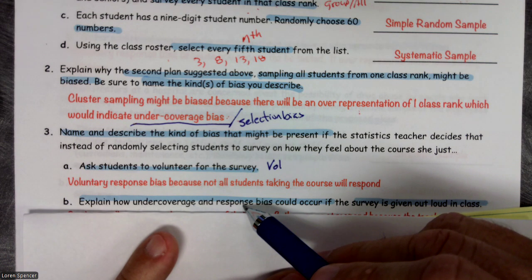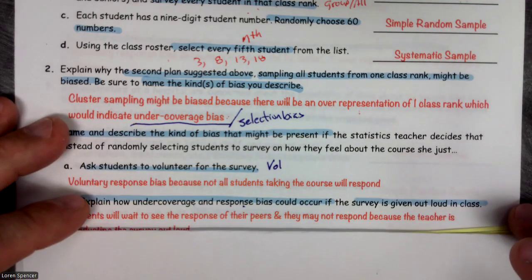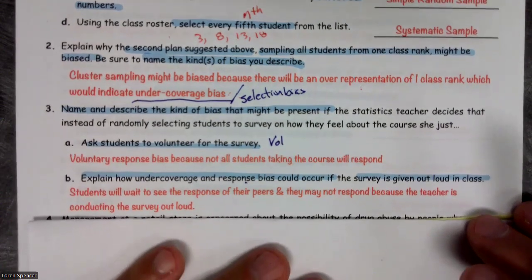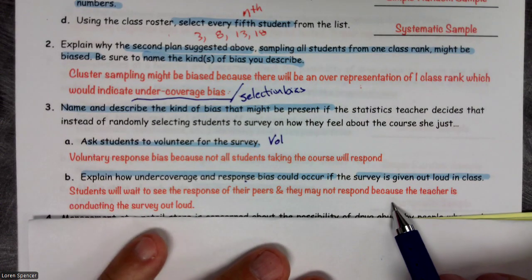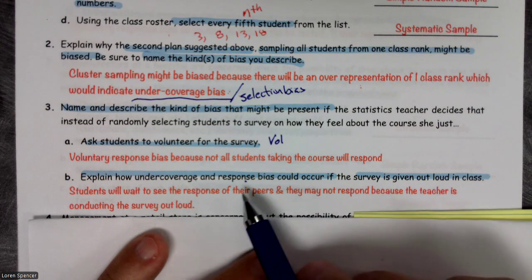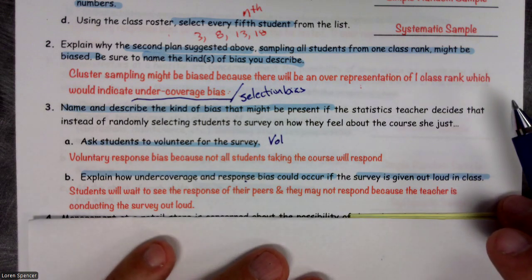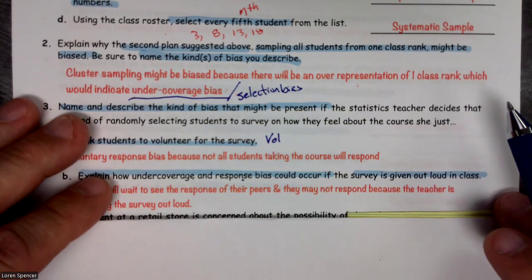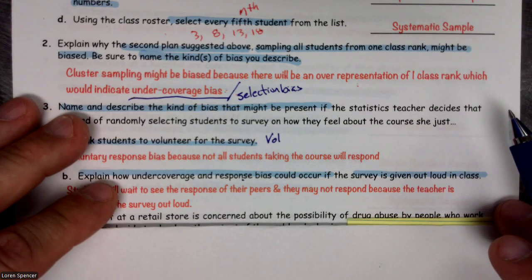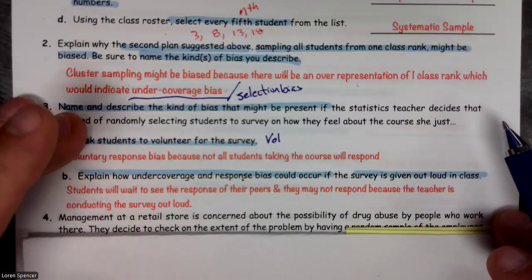The response bias is that it's a sensitive question. Most students aren't going to tell the teacher that their class stinks and the teacher is horrible. So they're going to feel uncomfortable giving an honest response. Also, they're going to be concerned about their peers. Because it's being out loud, they may feel peer pressure not to give the honest response, and they're not likely to tell the teacher the truth. Oh, your class is great. You're the best. When secretly, as they walk out of the room, they say it's horrible. All right.